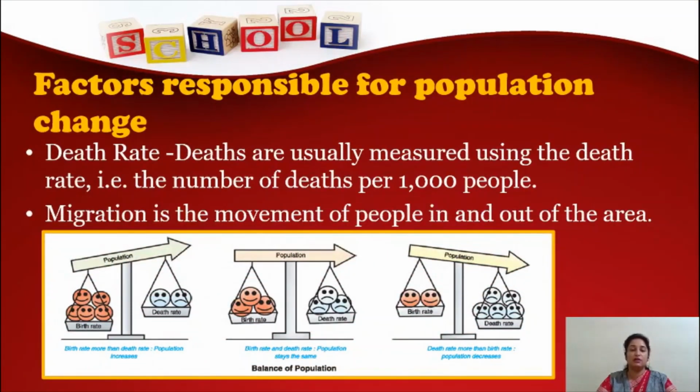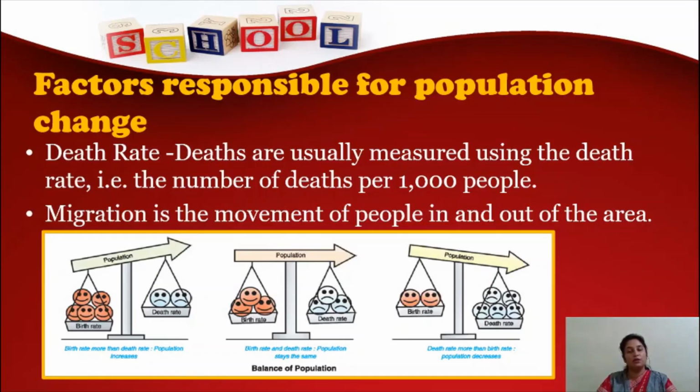Now deaths are usually measured using the death rate, that is the number of deaths per 1,000 people. And migration is the movement of people in and out of that area. So these are the three major causes for population change.